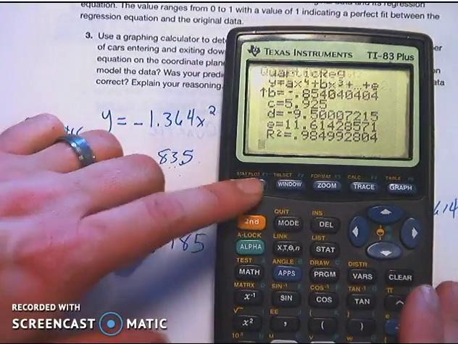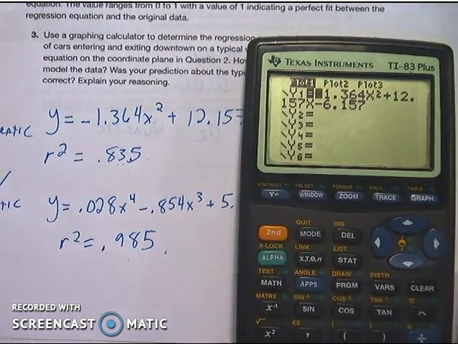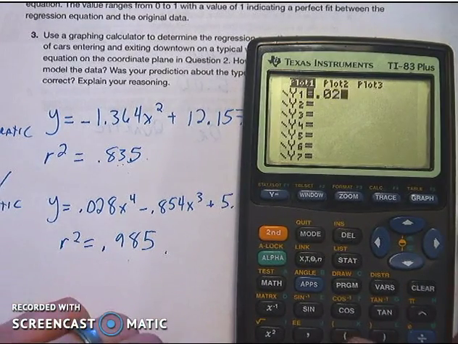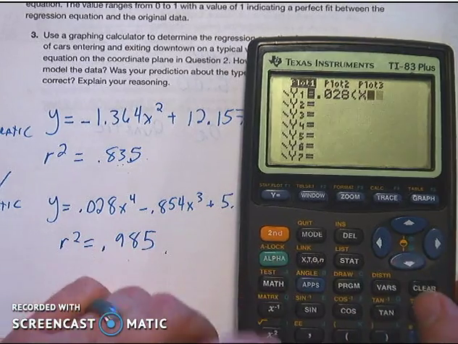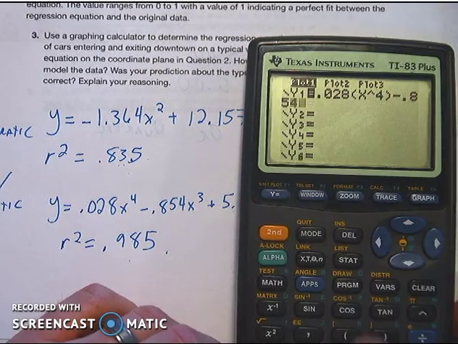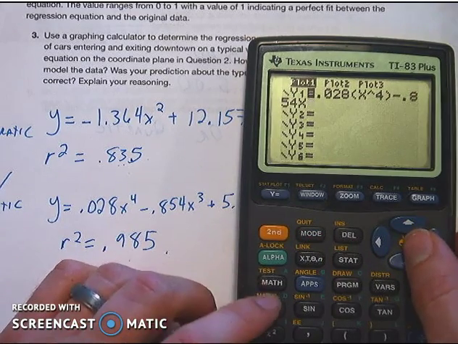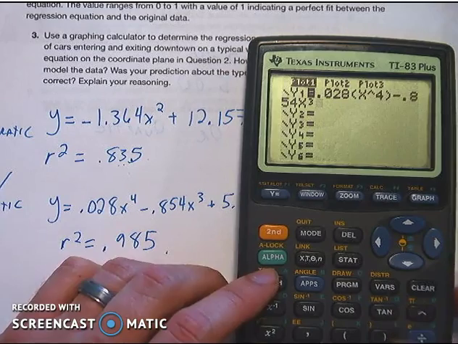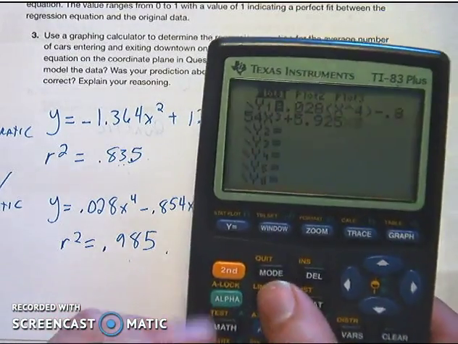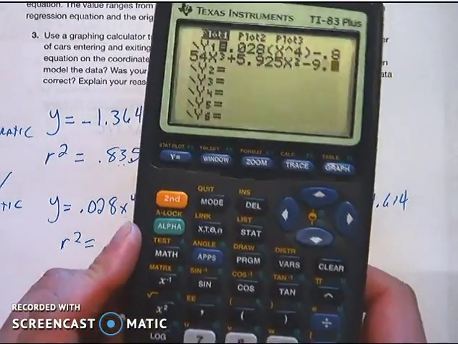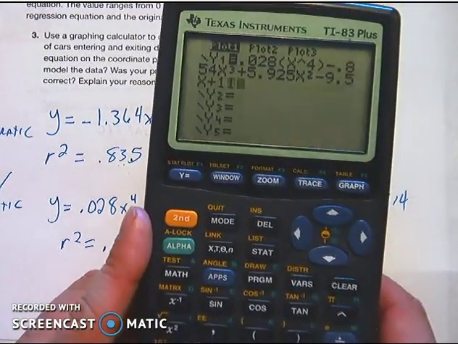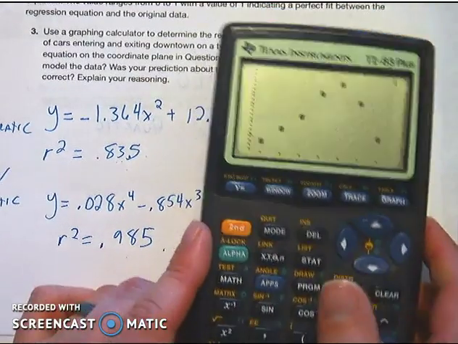So I'm going to go back to y equals here, and I'm just going to type in that equation. I'm going to get rid of the quadratic one, and I'm going to type in the equation 0.028 x to the 4th minus 0.854 x to the 3rd plus 5.925 x squared minus 9.5x, and then plus 11.614. I'm going to go ahead and graph that.